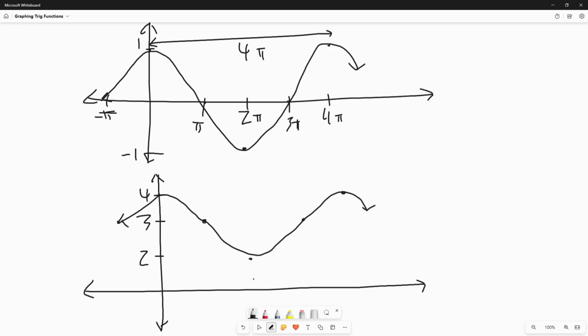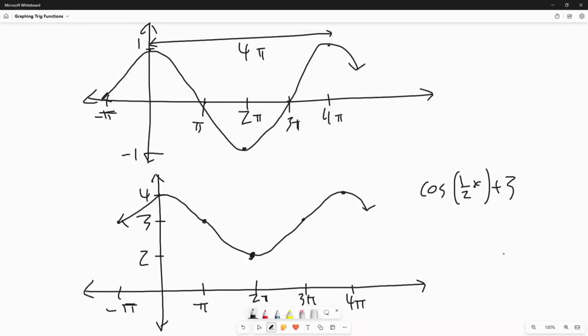Okay, this is your final graph. Obviously, this should be touching this point. And these are the x values. And that is your final graph of cosine of 1/2 x plus 3. We have dilated the graph by 2, stretching it out, and we moved it up 3. Those are the only transformations, and this is the final graph.